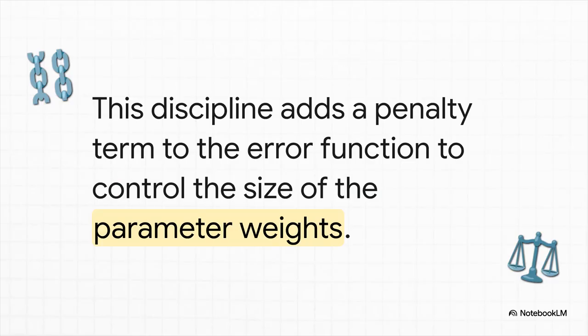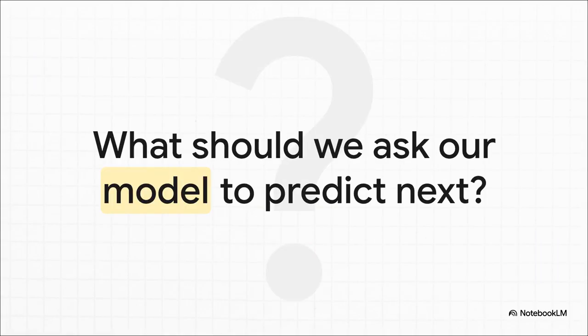So why do we do this? Because this discipline stops the model from overfitting. That's when it just memorizes the training data instead of learning the real pattern underneath. This helps the model generalize, so it can make much better predictions on new data that it has never, ever seen before. And there you have it.